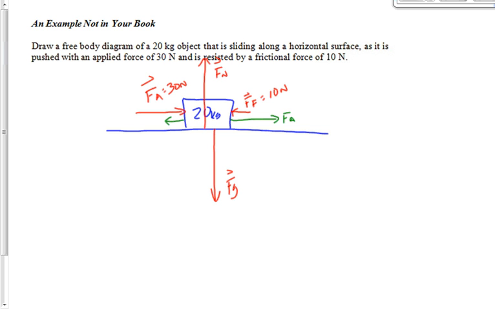These forces don't balance. What's going to happen to this object as a result of these forces? Going to move up or down? No. Going to move left or right? Which way is it going to move? It's going to move to the right because the applied force is bigger. Make sense? Okay, done for the day, guys.